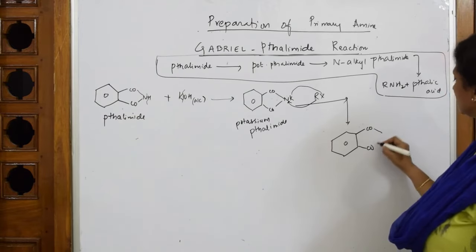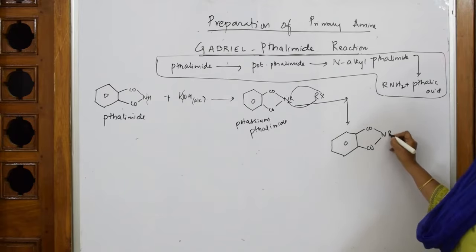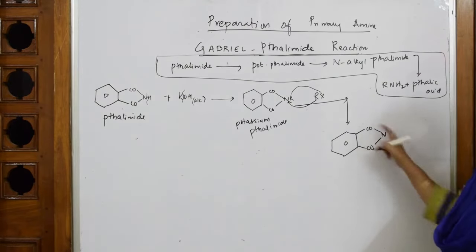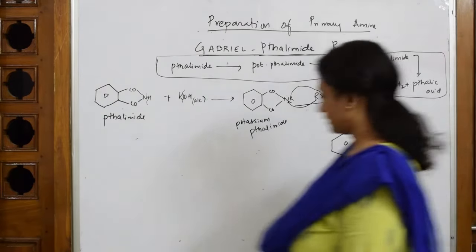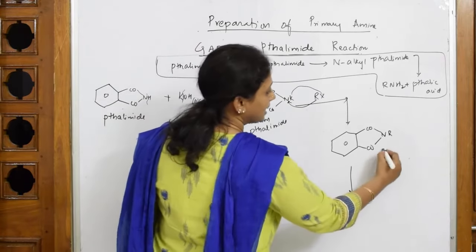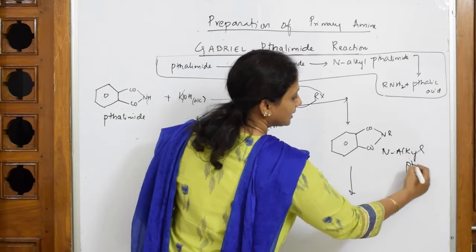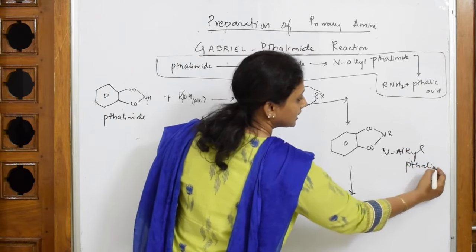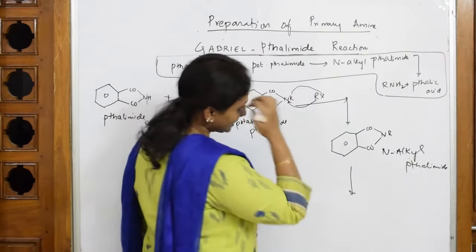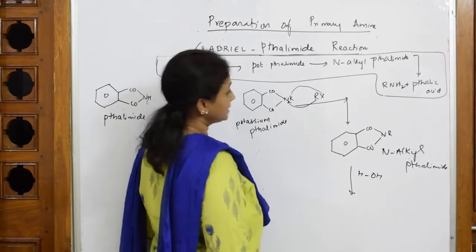CO, what did I say? N-alkyl phthalimide. See here. N-alkyl, okay? N-alkyl phthalimide. Done. Now still we have not completed. From phthalimide, suppose let us write N-alkyl phthalimide. Don't write A by mistake, it will go wrong. Now this N-alkyl phthalimide, further if you hydrolyze this, done.